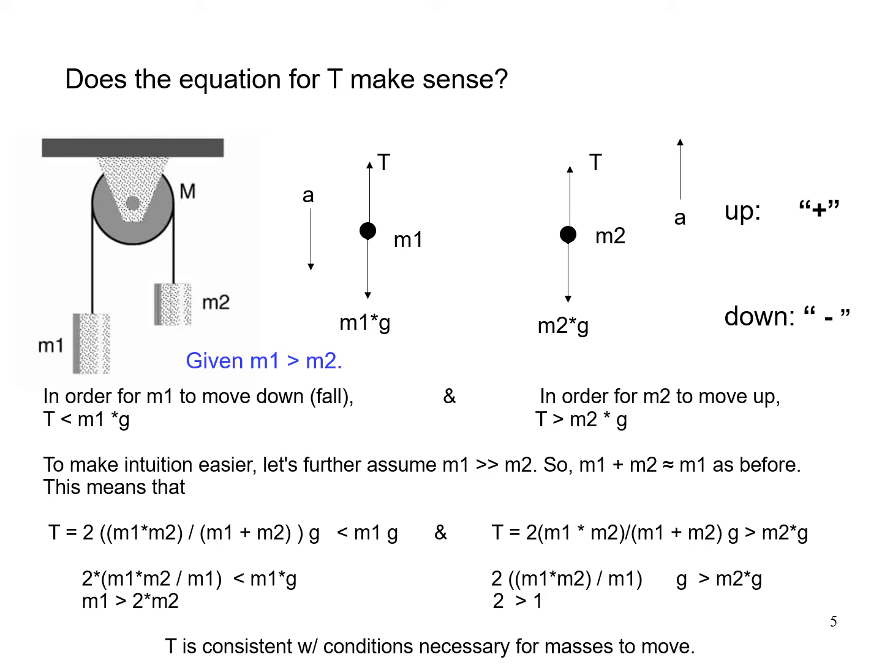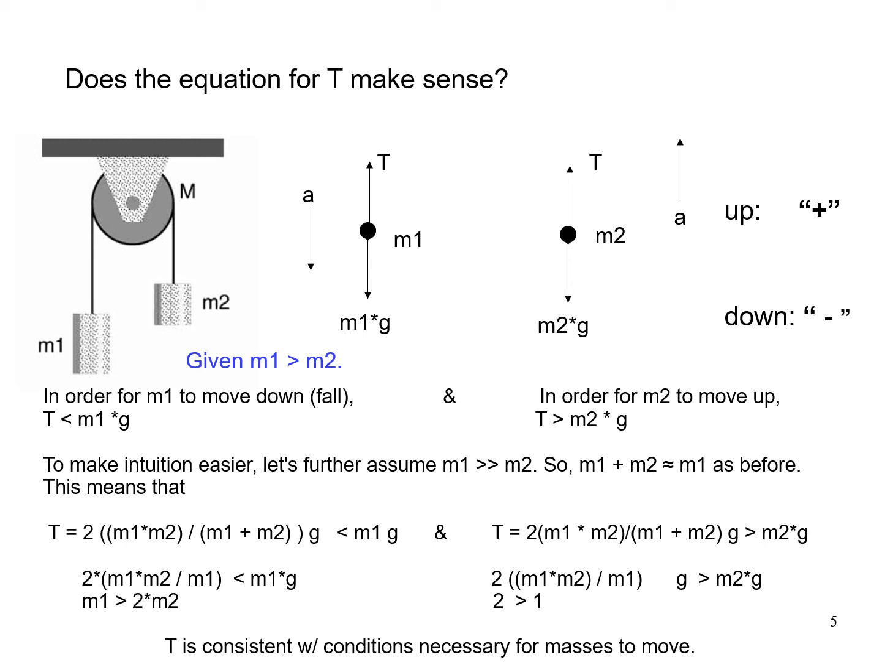Let's first look at mass m1. In order for mass m1 to accelerate downwards, its weight, m1 times g, must be greater than the tension force of the string pulling it up. That is, in order for m1 to accelerate downwards, there must be a net force in that direction. This condition is only satisfied when the weight of m1 is greater than the tension of the string acting on it. And similarly, in order for m2 to have a net acceleration upwards, the tension T must be greater than the weight of m2, which of course is m2 times g.